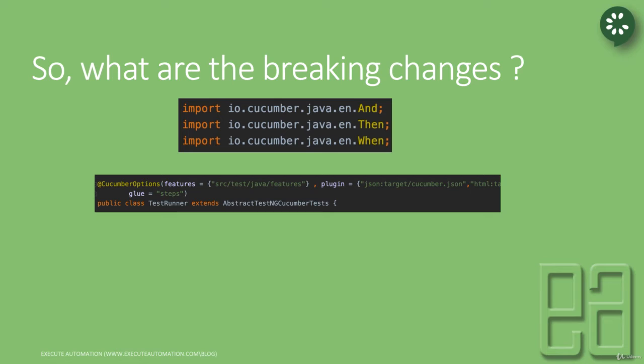There are some changes in the data table as well. You can use asList and you can also have your own custom transformation. We'll be discussing that in the upcoming videos of this section. But yes, these are some of the most noticeable breaking changes.